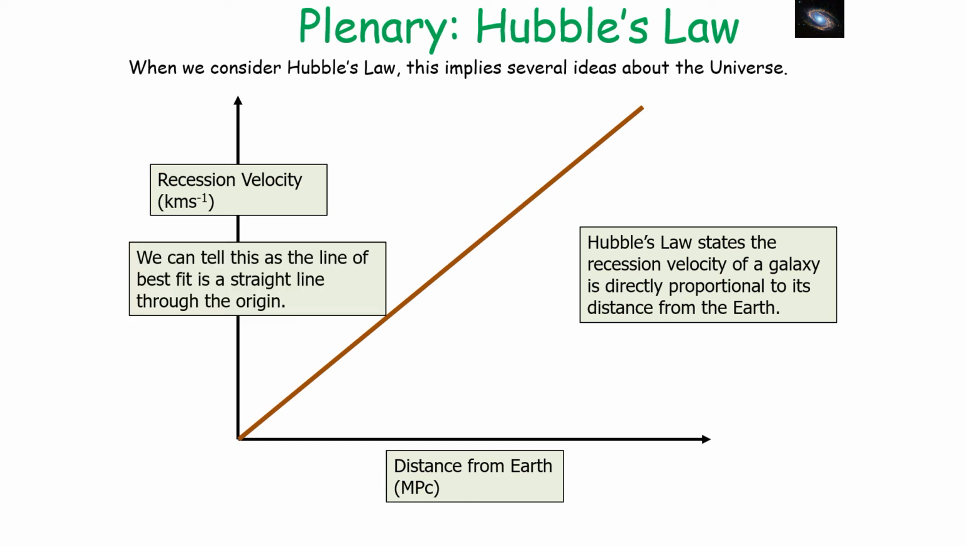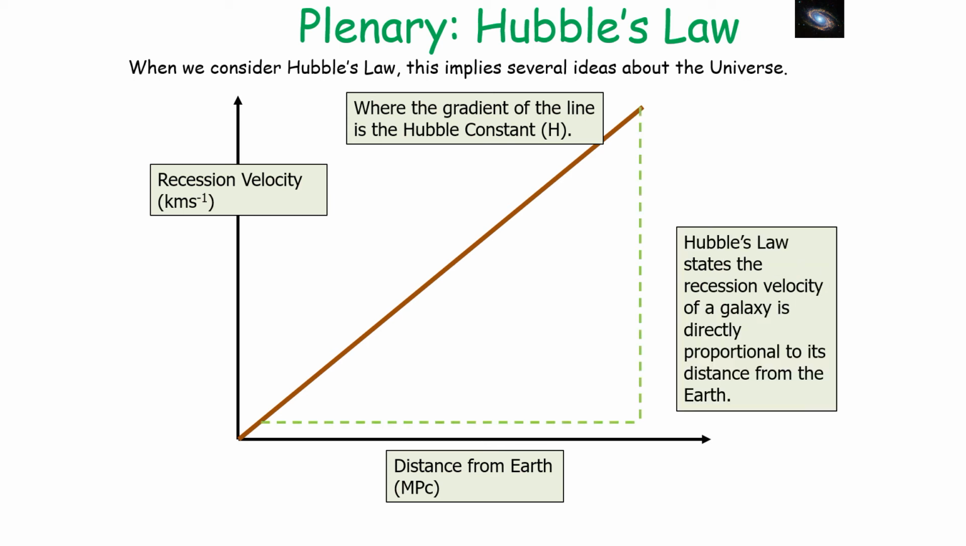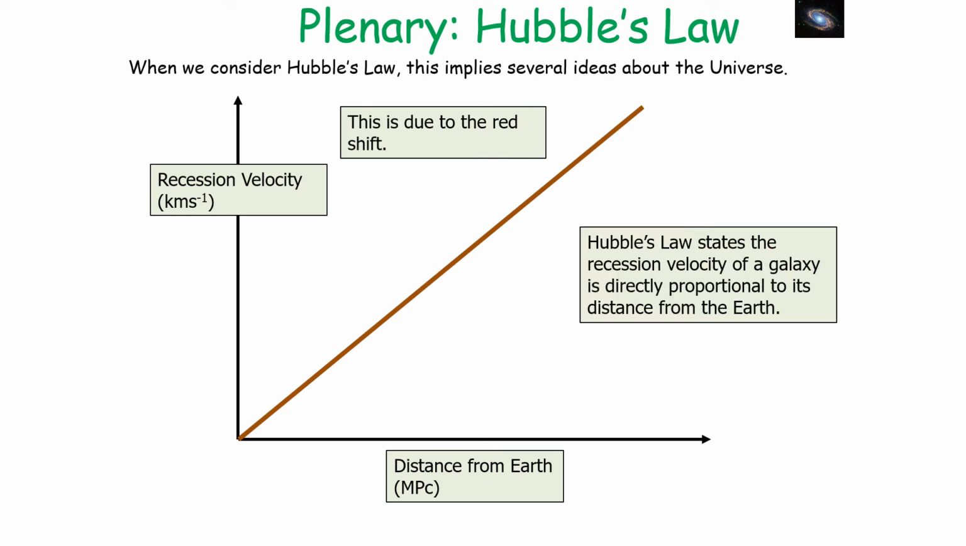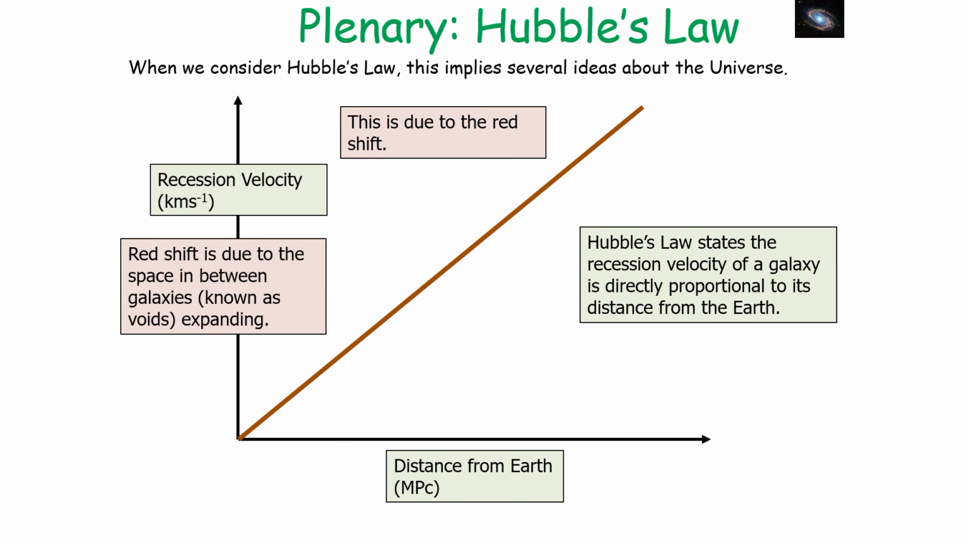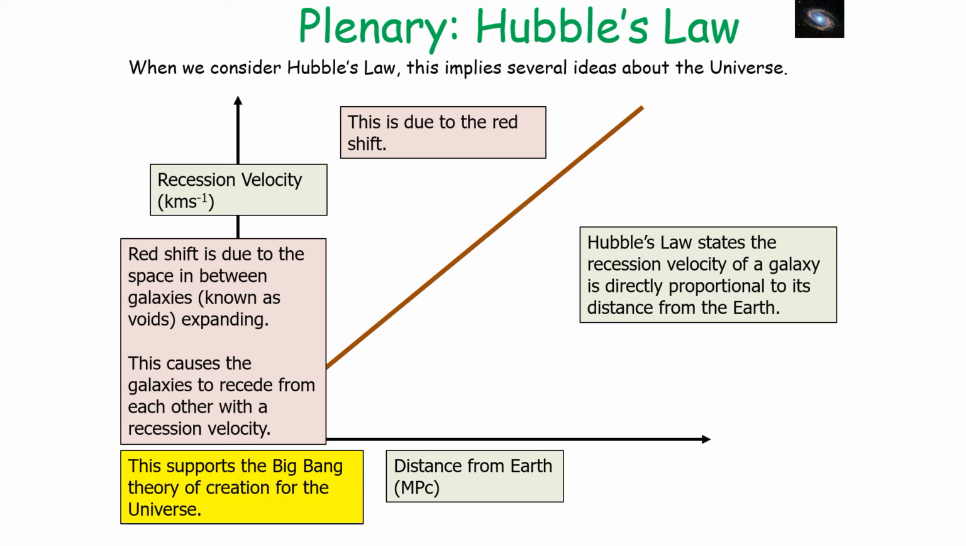Now we can tell this because the graph of the recession velocity against the distance from Earth is a straight line through the origin. The gradient of the line is something called Hubble's constant, so you can work it out by taking the gradient of the line of this particular graph. Now it's also important to note that this effect is due to redshift. Redshift is due to the space in between the galaxies, known as voids, expanding. So this causes the galaxies to recede from each other with a recession velocity.